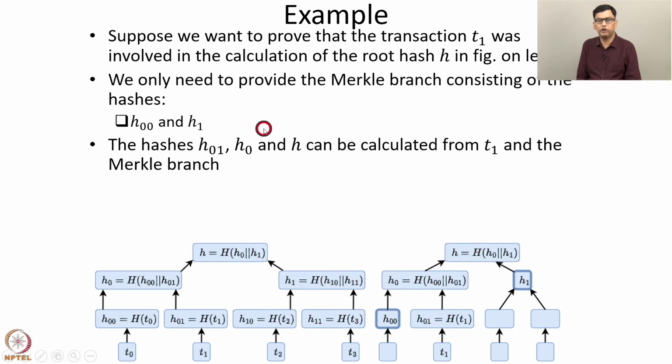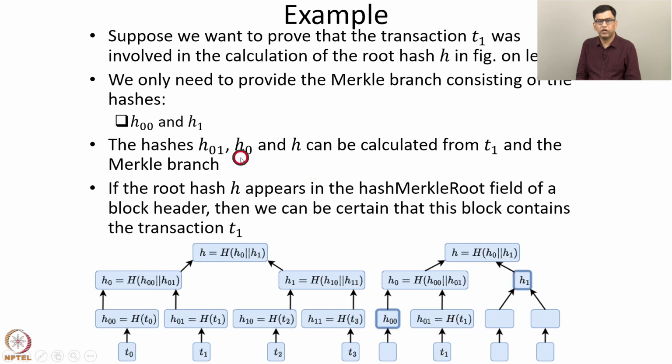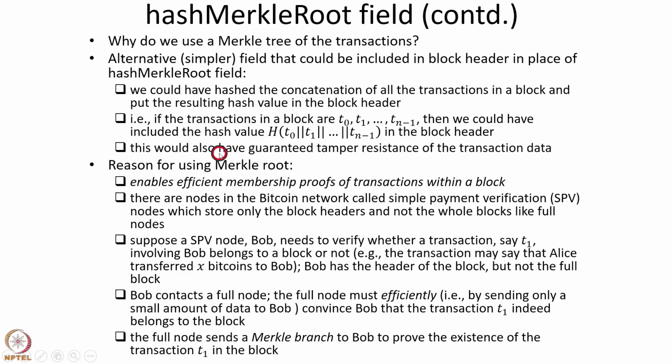So the hashes h01 which is here, then h0 which is this one, and h can be calculated from T1 and the Merkle branch consisting of h00 and h1 as we just discussed. So if the root hash h appears in the hash Merkle root field of a block header which Bob has, then we can be certain that this block contains the transaction T1. This is an example of efficient membership proof of transactions within a block.